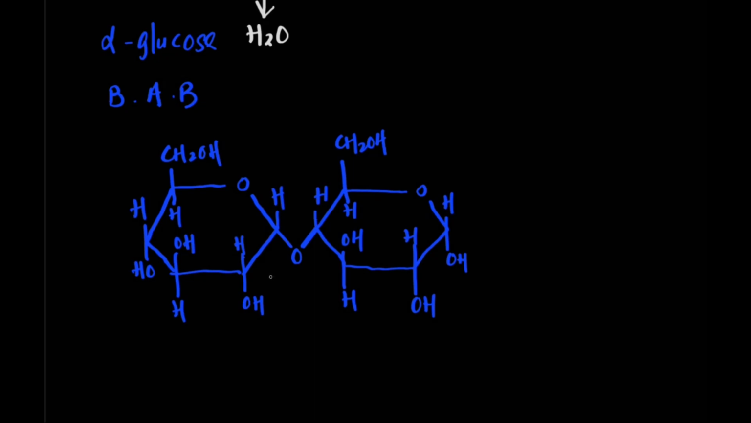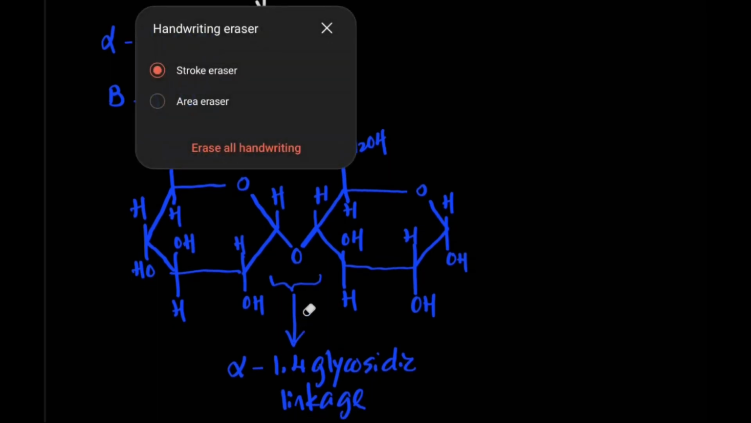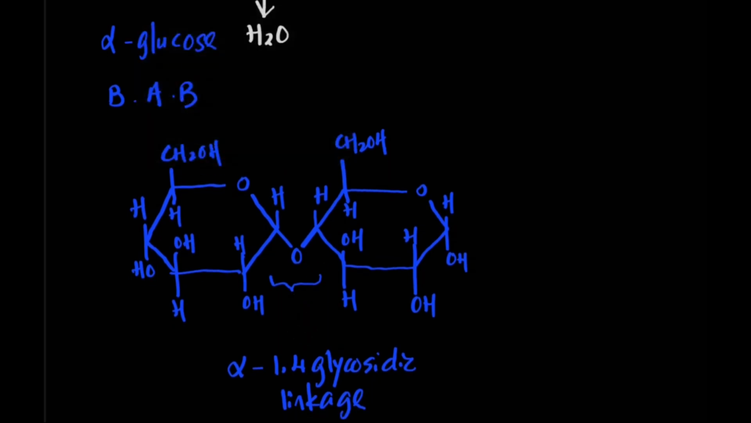So how do we label the bond? We use a cursor to label it, which is the alpha 1,4 glycosidic linkage. The better arrow is to be like this. Hold on, I erase this part. This is better. Now we balance the equation with 1 water.